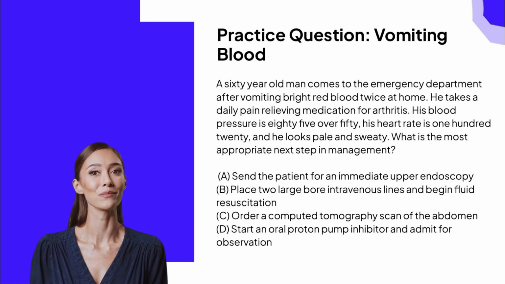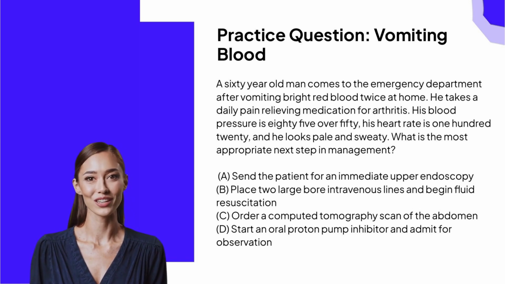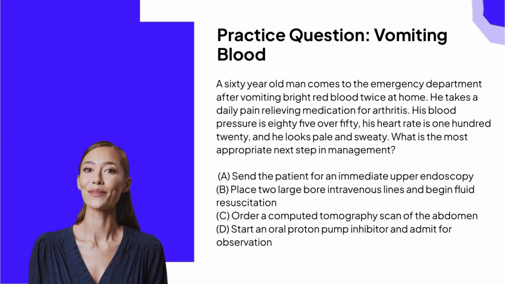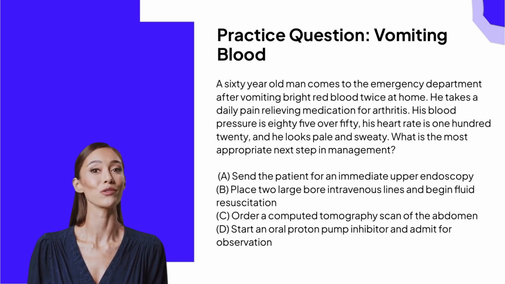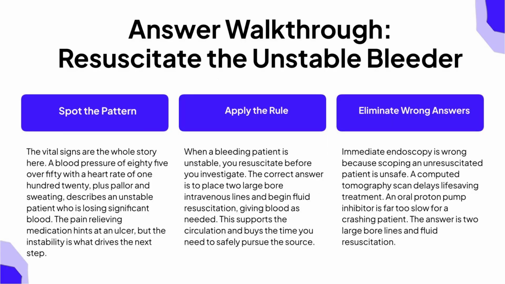Pause here and pick your answer. Your choices are an immediate upper endoscopy, placing 2 large bore intravenous lines and beginning fluid resuscitation, ordering a computed tomography scan of the abdomen, or starting an oral proton pump inhibitor and admitting for observation. Notice how every wrong option is a real thing you might eventually do. The question is what to do right now, at this moment, for an unstable bleeding patient. Let us break this down step by step.